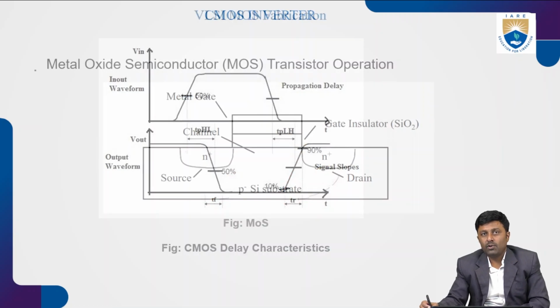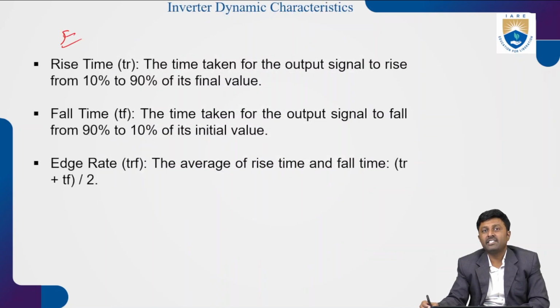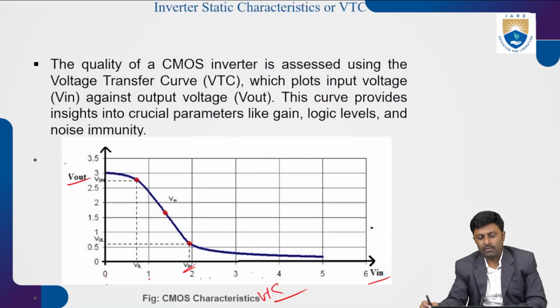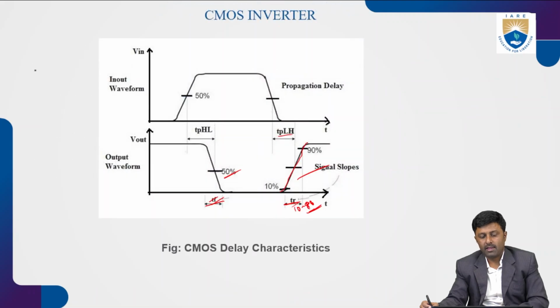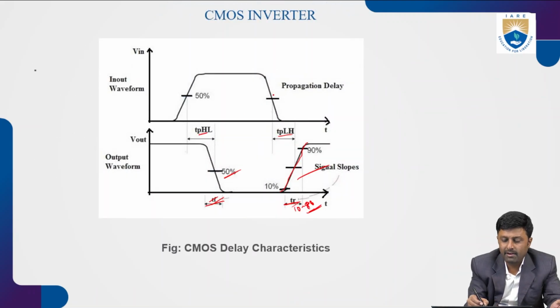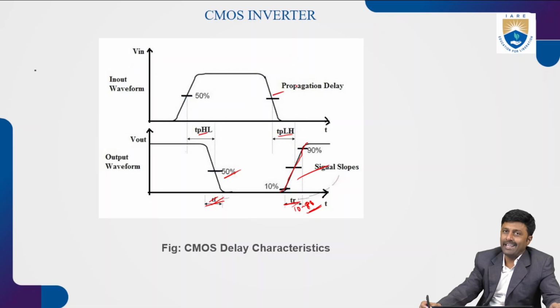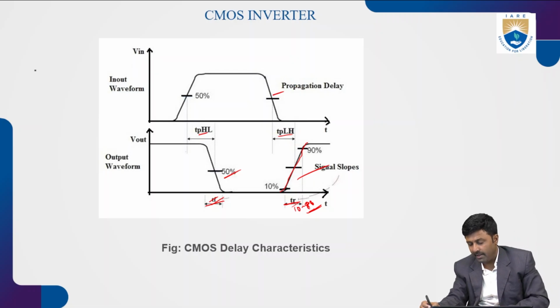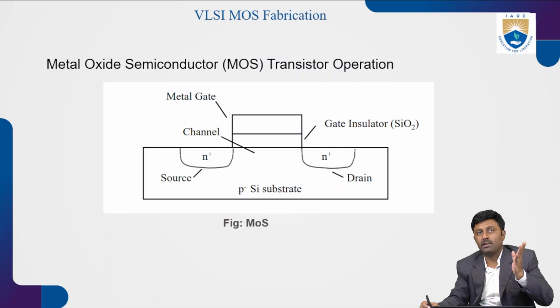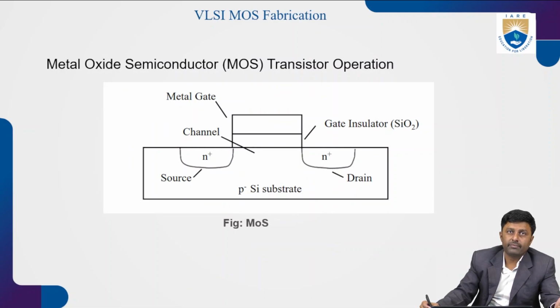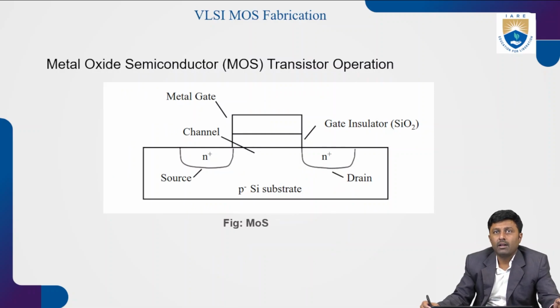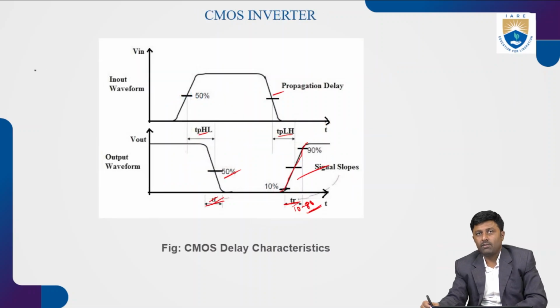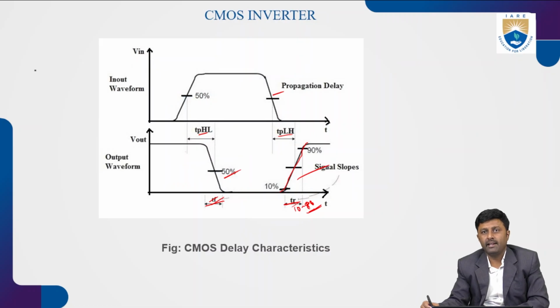Okay, so these two are mentioned here, and we have one more characteristic, that is edge rate, TRF, the average rise time or fall time. So the average rise time and fall time is determined with the help of this rise time and the fall time. So these are called the dynamic characteristics of the CMOS inverter. Okay, so this was the working of the CMOS static characteristics and the dynamic characteristics.